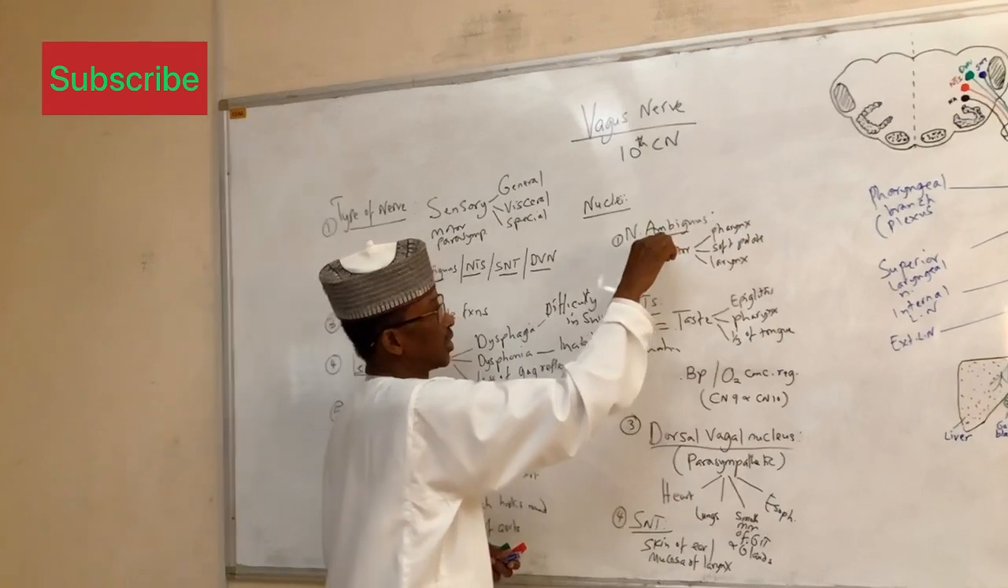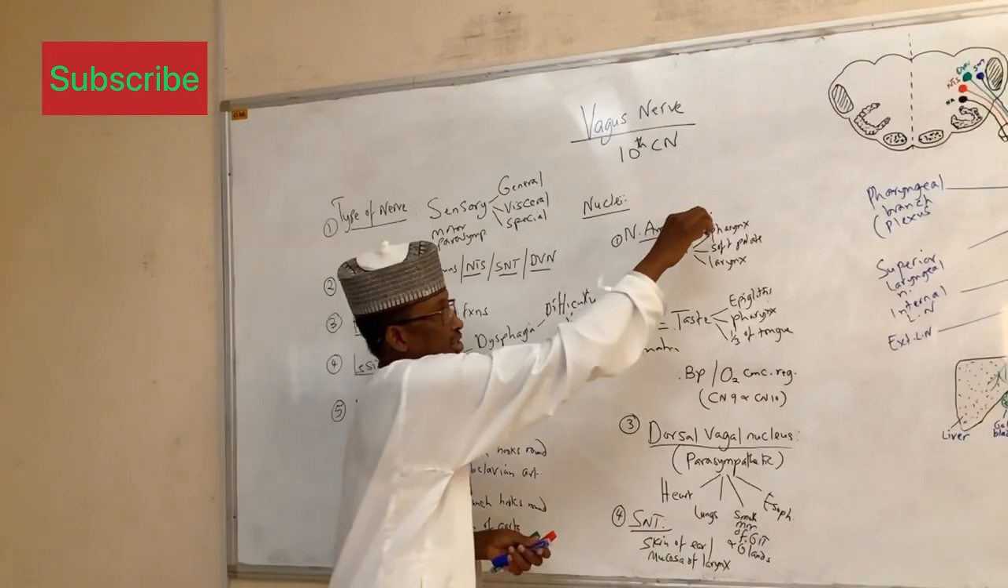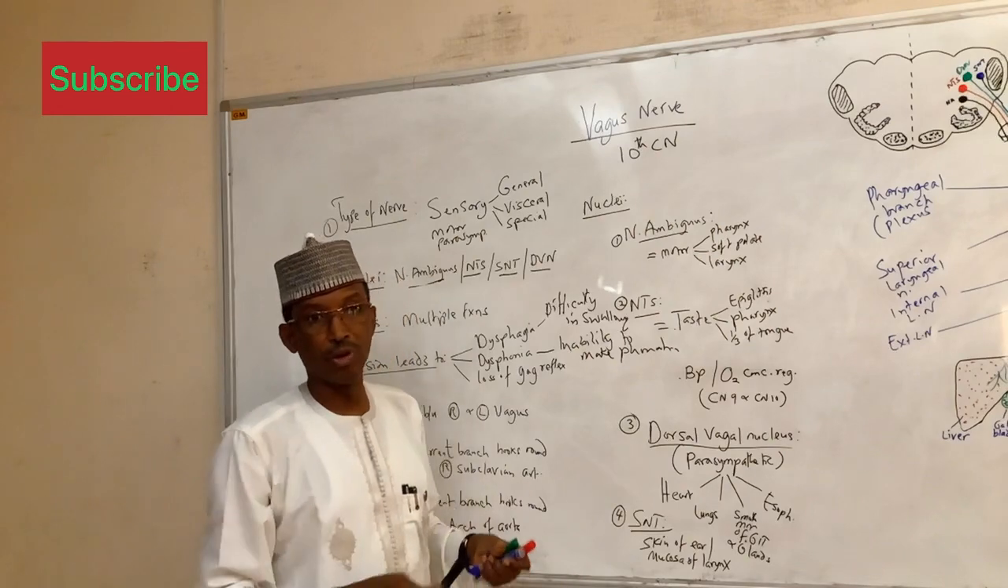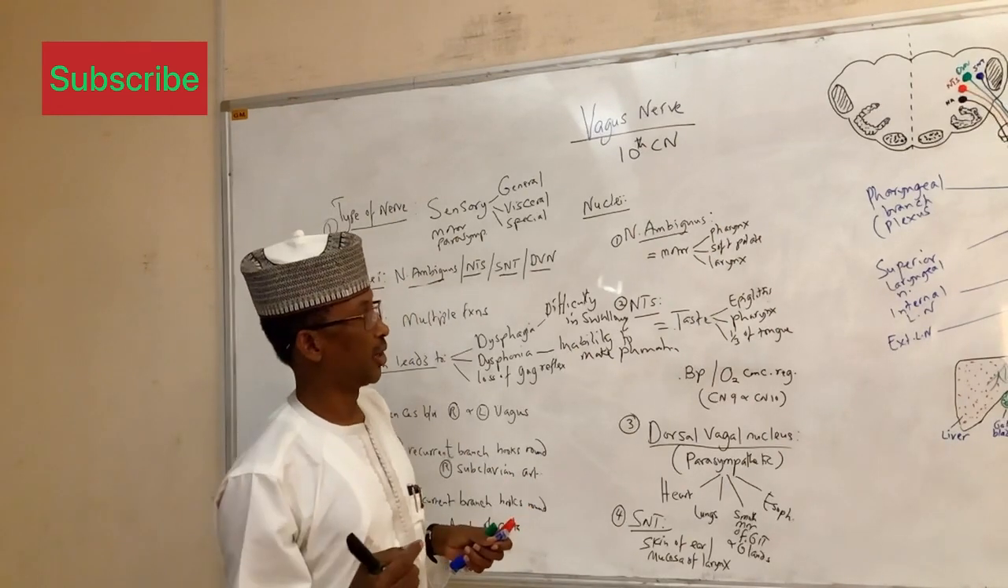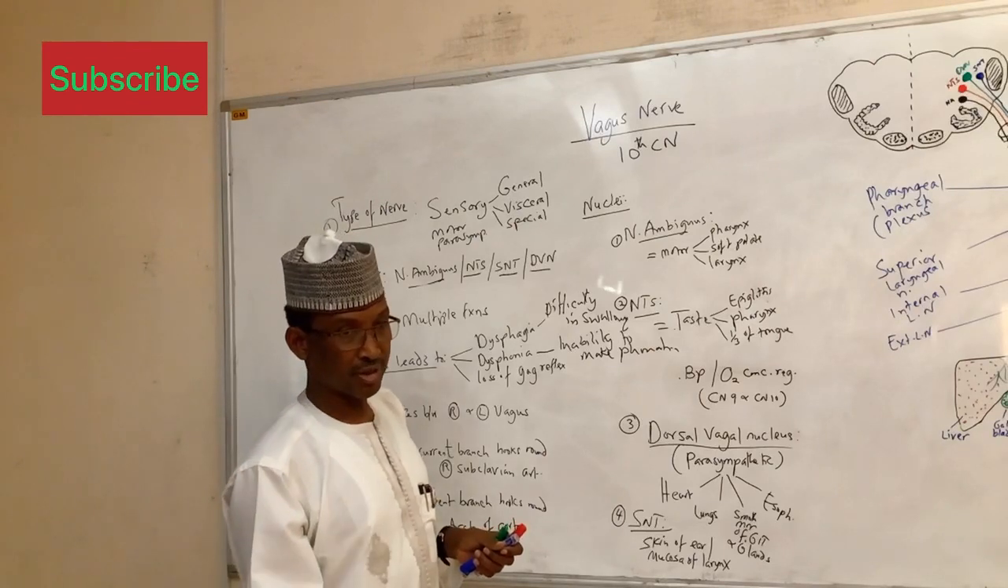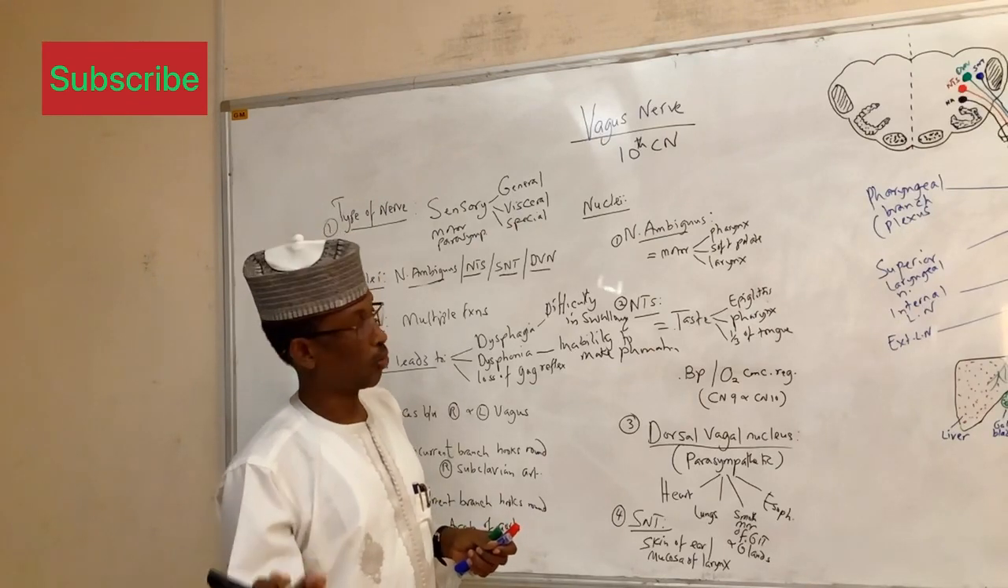That means the axons coming from this nucleus supply the pharynx, all the muscles of the pharynx, except one, which I discussed in the other lecture. That is the stylopharyngeus muscle, which is supplied by the glossopharyngeal nerve.